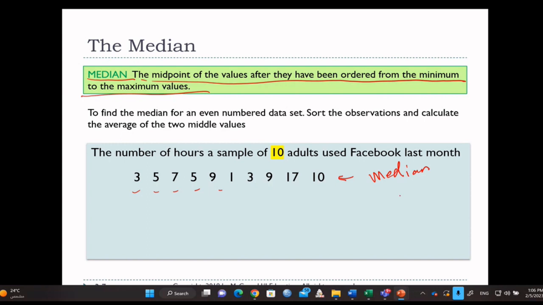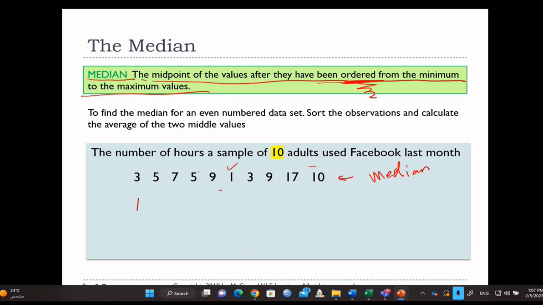If I ask you to find x bar, the arithmetic mean, you'll say 3 plus 5 plus 7 plus and so on, divided by 10. So this is x bar, the mean. I don't want the mean, I want the median. For the median, the first thing I must do is order my data from minimum to maximum.